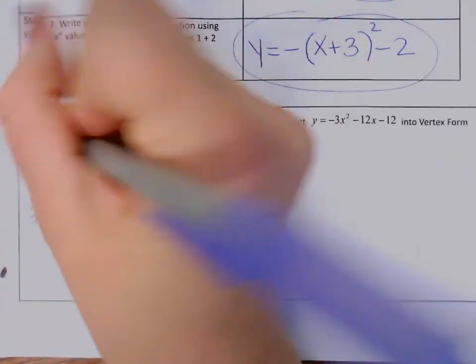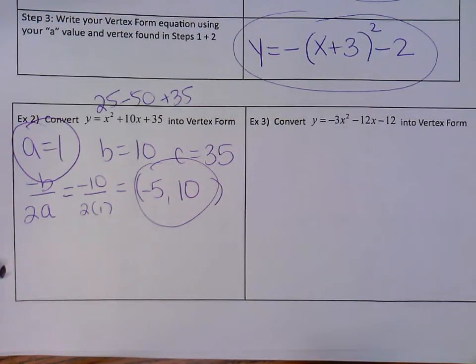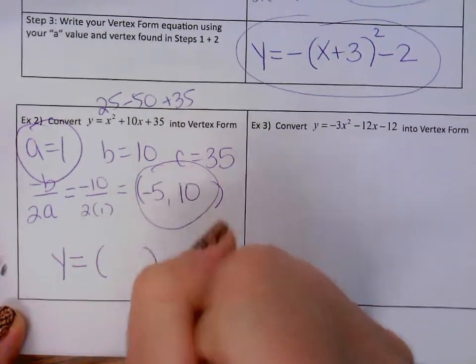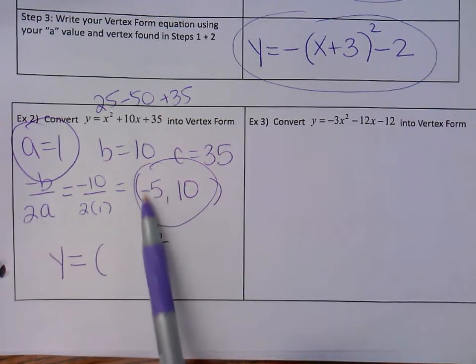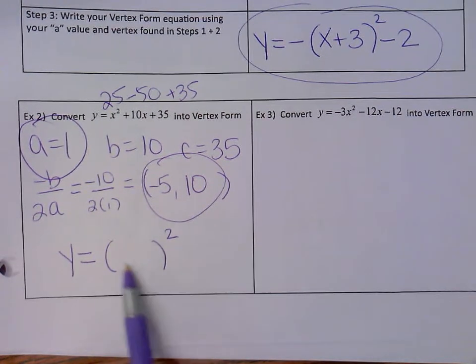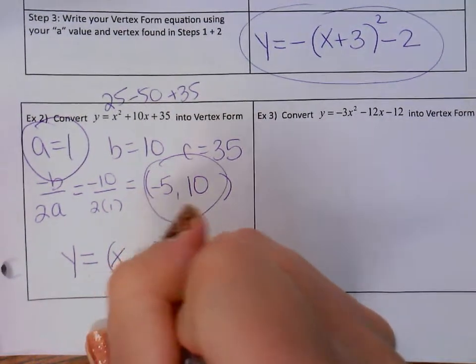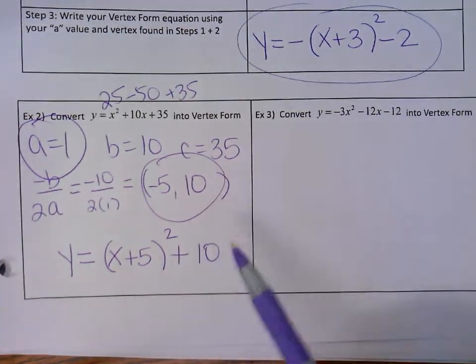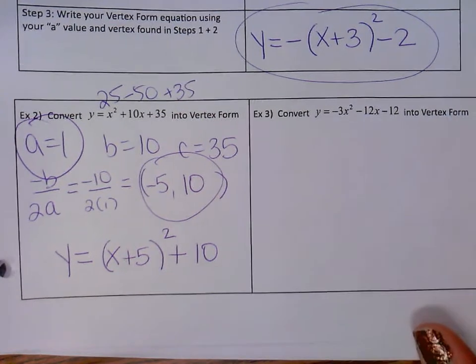So once you have A and the vertex, it should be easy for you to write vertex form. Y equals 1, or y just equals x squared here. And what am I going to put in to go left 5? And what am I going to put in to go up 10? X plus 5, plus 10. So to me, practicing this helps you practice your transformation rules too.